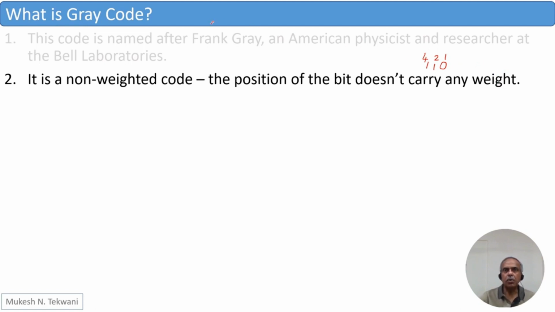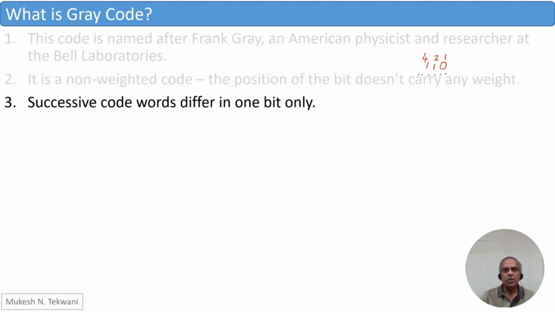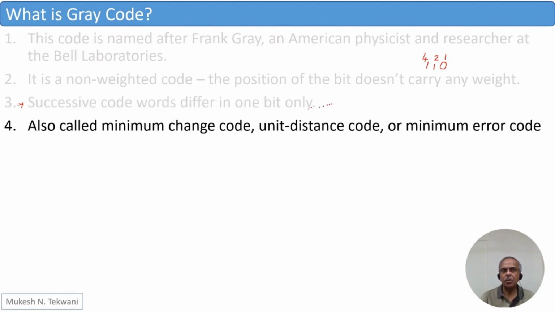But a Gray code is a non-weighted code. That means the position of the bit does not carry any weight. This is one of the most important properties of the Gray code. The successive code words differ in only one bit. We will see how this becomes very useful. This is also called a minimum change code, or the unit distance code, or a minimum error code.